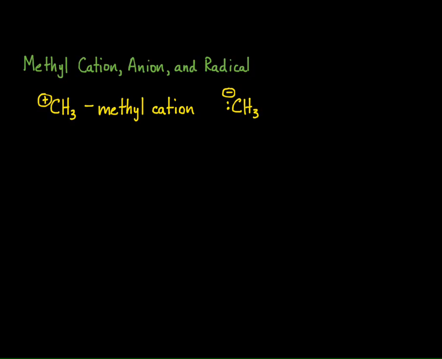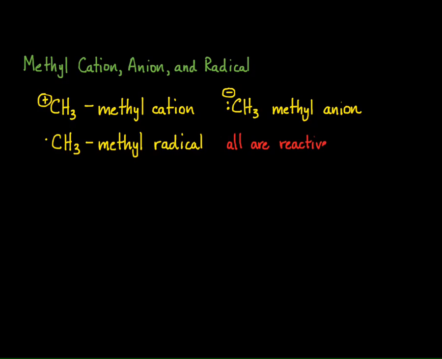Now, when there are two electrons on carbon, so two free paired electrons, then the carbon has a negative charge on it, and this is an anion, so it's called a methyl anion, or sometimes referred to as a methyl carbanion. And the last one is a radical. A radical has one unpaired electron. That unpaired electron is going to be on the carbon itself, and so this is called a methyl radical.